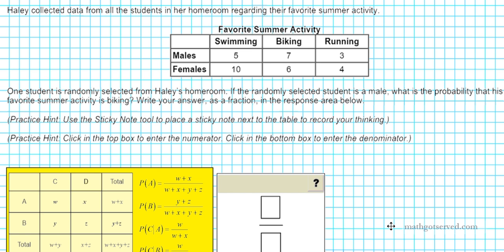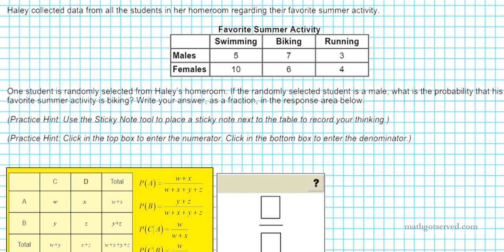All right, let's take a look at question number 3 concerning Haley's data collection. Question 3 reads, Haley collected data from all the students in her homeroom regarding their favorite summer activity. One of the students is randomly selected from Haley's homeroom. If the randomly selected student is a male, what is the probability that his favorite summer activity is biking? Write your answer as a fraction in the response area below.